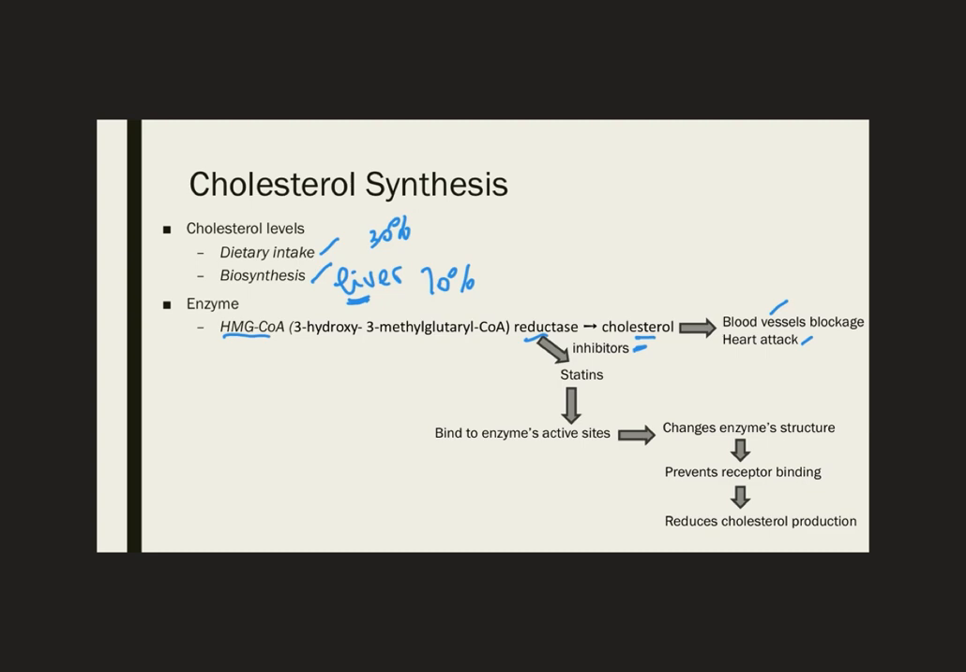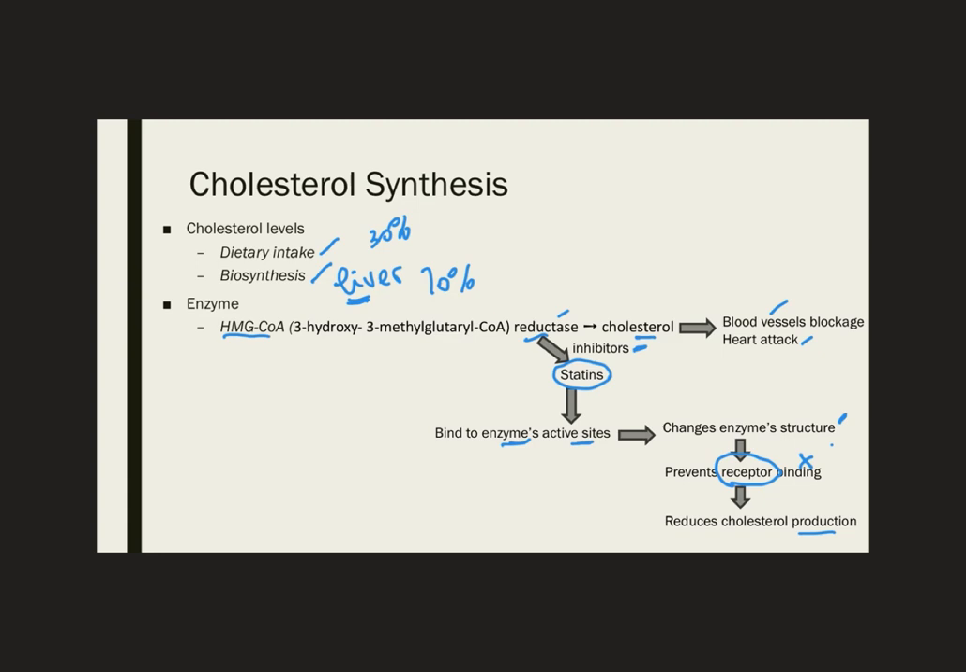And this class of drugs is called statins, which will competitively inhibit the HMG-CoA reductase enzyme. They do this by binding to the active site of the enzyme and changing its structure. And as the structure of the enzyme is changed, it cannot bind with the receptor. Thus, its activity is going to be reduced. And this then reduces the production of cholesterol.